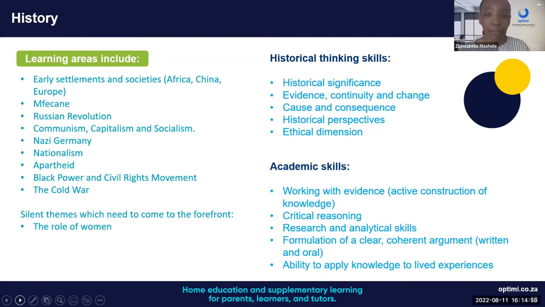We look at topics like communism, capitalism, and socialism, which form part of the conversations that we are having today. We also look at topics like Nazi Germany, nationalism, apartheid, we look at Black power and civil rights movement. And as I said before, we do try to make sure that with some of the international topics, we locate Africa and South Africa to it. And you will find that Black power and civil rights movement had a direct impact on some of the movements that we had here in South Africa.